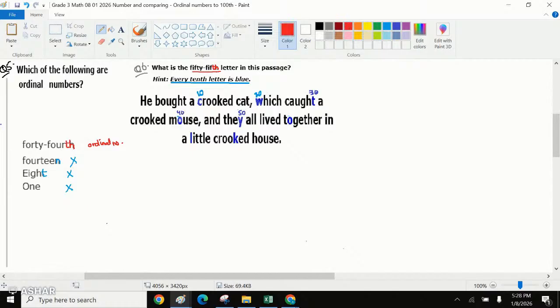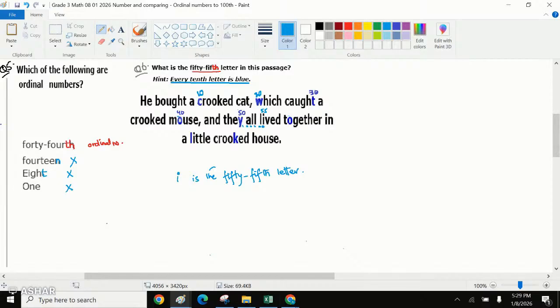And we need to find 55th, right? 51, 52, 53, 54, and this is 55th, right? So can we say that I is the 55th letter in the passage? Okay.